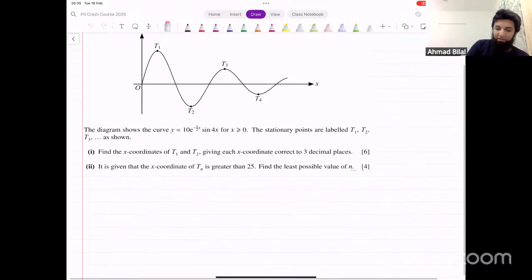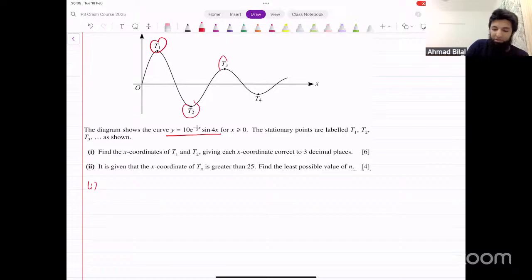It says the diagram shows the curve y equals this for x greater than or equal to 0. The stationary points are labeled t1, t2, t3, and so on. This is t1, this is t2, this is t3, this is t4. These are all stationary points of this function. We want to find the x coordinates of t1 and t2. So t1 and t2 are the first two stationary points here.